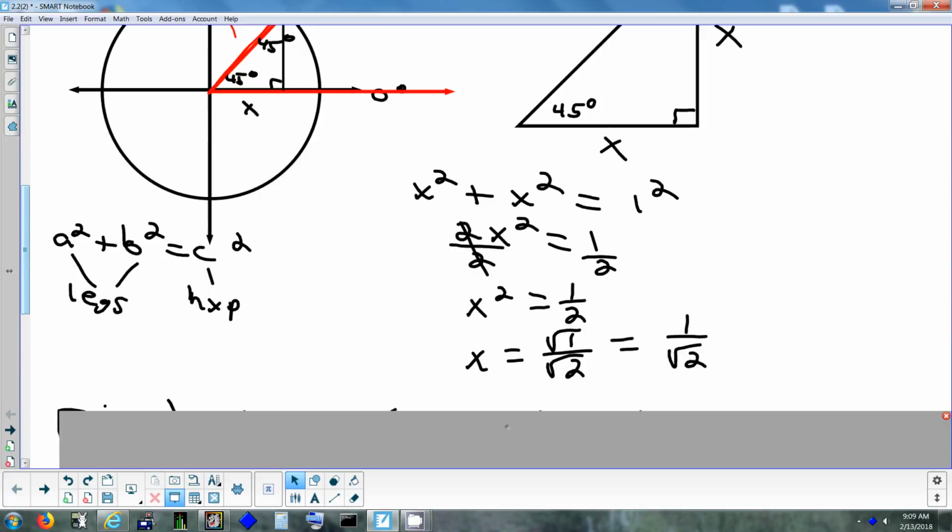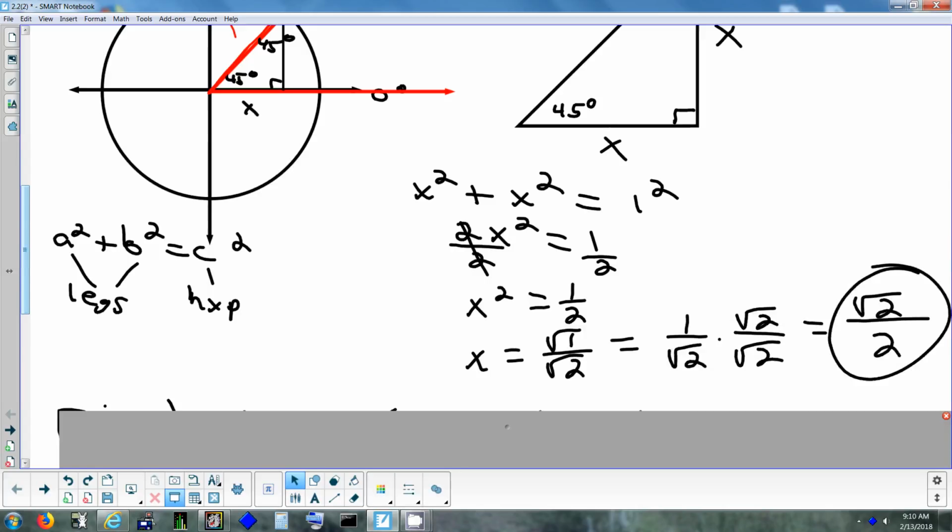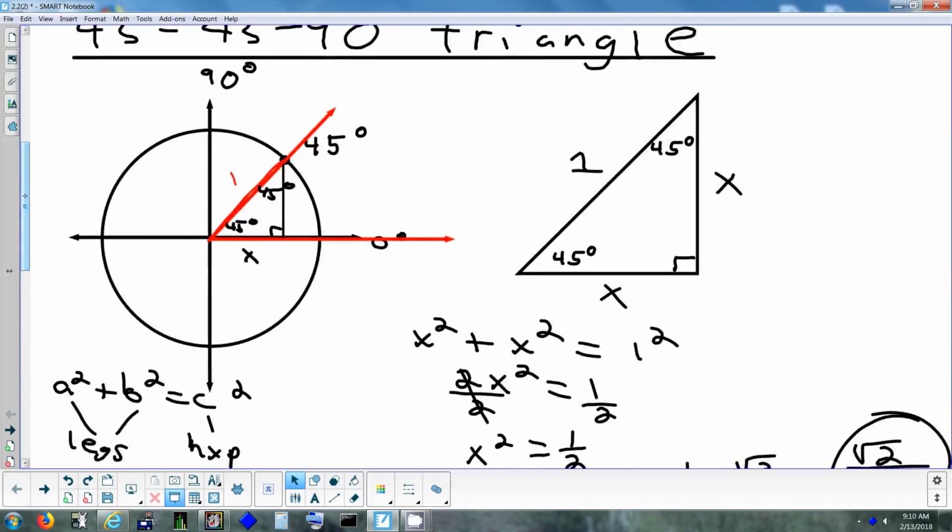How about Brianna? What would be my last step here to fix that square root of 2 in the bottom? You multiply by the square root of 2 on the top and bottom. Yep, multiply by square root of 2 on the top and bottom. In the top, you get root 2. In the bottom, you get the square root of 4, which is 2. Okay. So now we know in an isosceles triangle that's in a unit circle, the x value is square root 2 over 2.